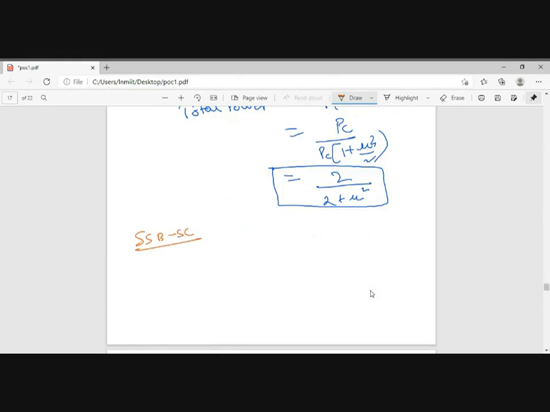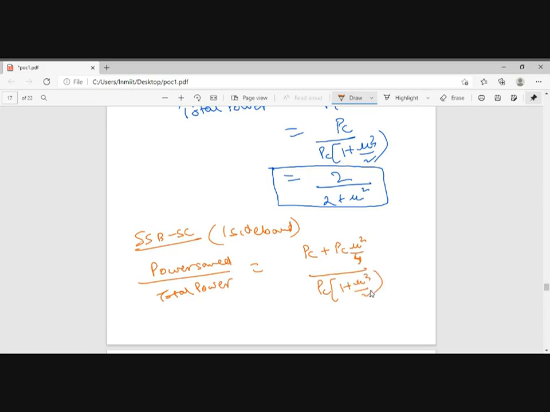Next, coming to SSB-SC. Here we are sending one sideband, any one of the sidebands. So what will be the power that we have saved? Power saved upon total power. How much is it? We saved P_C, plus what else did we save? We also saved P_C mu square by 4, one of the sidebands. And the total power is P_C (1 plus mu square by 2). On solving this, you will get (4 plus mu square) upon (4 plus 2 mu square).